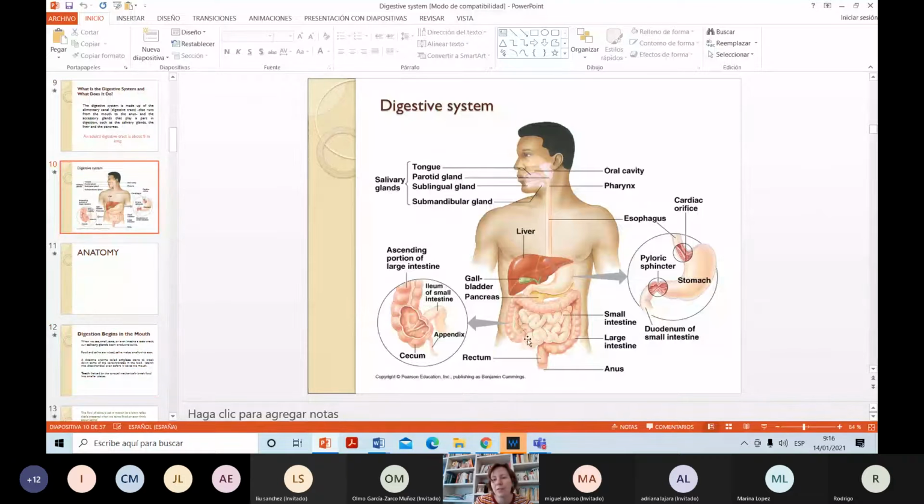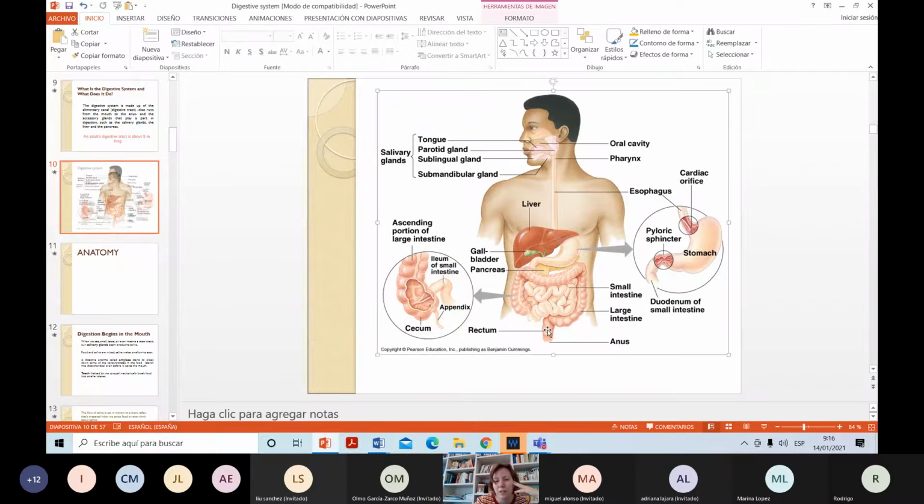We saw everything that happened in each part of the digestive tube: mechanical and chemical digestion in the mouth, no digestion in the pharynx and esophagus, but very important in the pharynx, the epiglottis, and very important in the esophagus, the peristaltic movements. Then again, mechanical and chemical digestion in the stomach, and chemical digestion in the small intestine, and at the end, large intestine doing the final absorption and defecation in the anus.